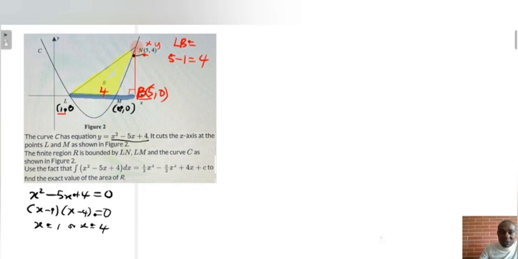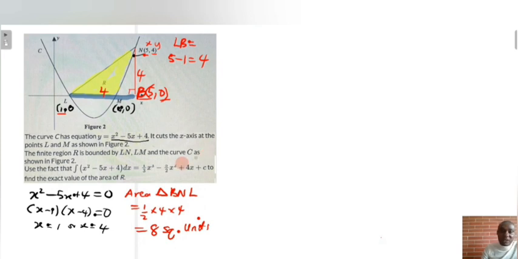And obviously, the height of the triangle will be 4 minus 0, so that will also be 4. So the area of this triangle, let's call it BNL, will be equal to half times base, that's 4, times the height, also 4. So that will be 8 square units. That's the area of the triangle.